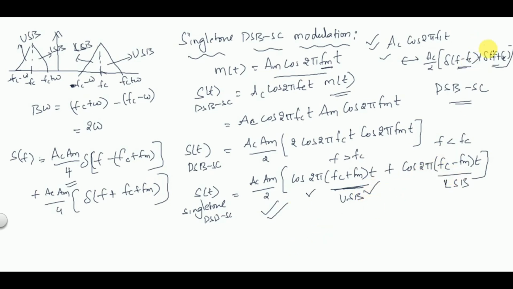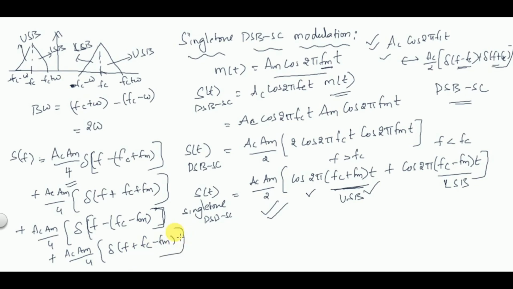Now the lower sideband: in the case of fc, now we have fc minus fm. Again the amplitude is the same, AcAm by 2, so it gets divided by 2 and you get AcAm by 4 into delta of f minus fc minus fm, plus the last term AcAm by 4 into delta of f plus fc minus fm. So this impulse is at frequency fc plus fm, and this impulse is at frequency minus fc minus fm.